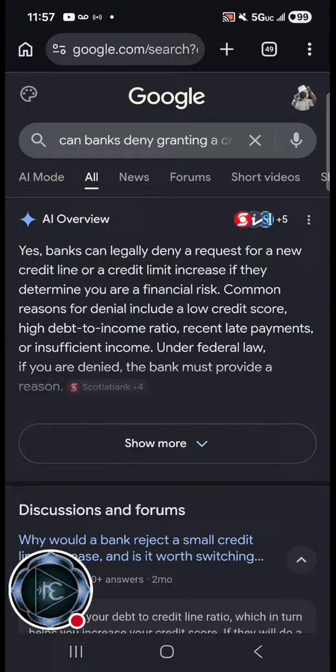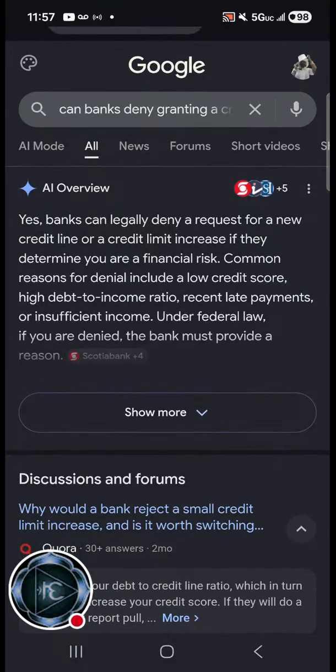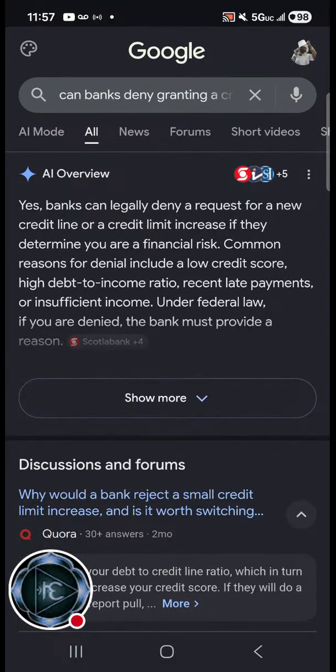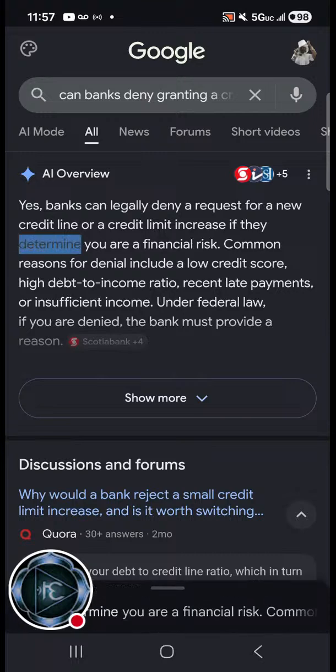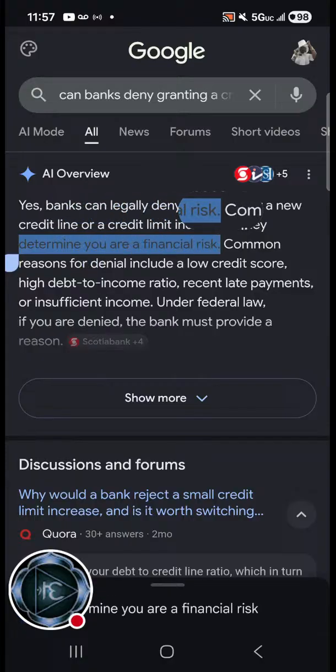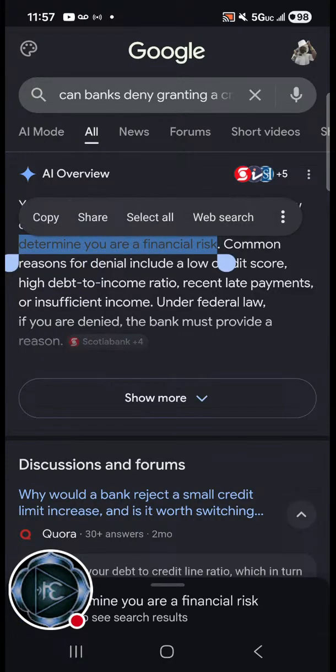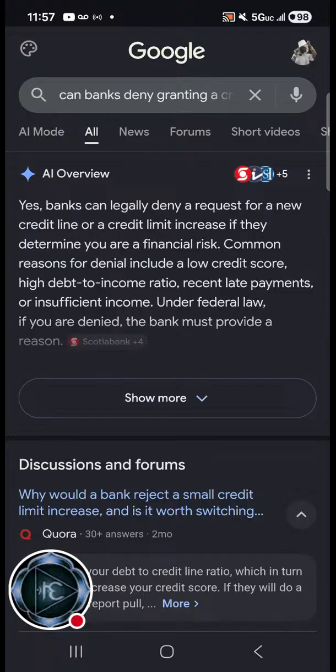And the banks cannot determine you are a financial risk. Okay? They're not allowed to do that. By what determination, by what evidence would they determine you are a financial risk? Because of a low credit score, recent late payments.